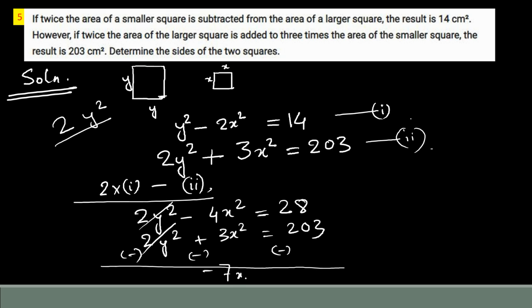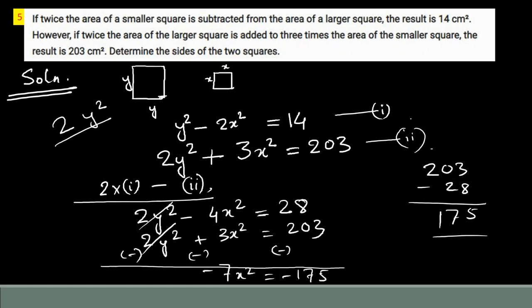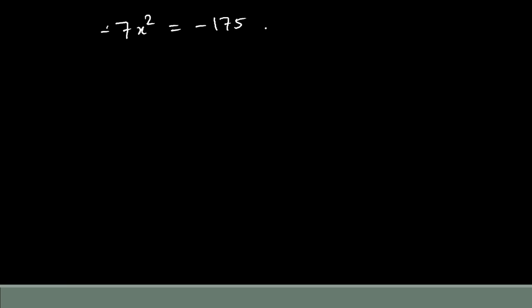This will give us minus 7x square, and this is 203 minus 28, which is 175. So what you are getting is minus 7x square equal to minus 175. So minus minus will get cancelled. We will get x square equals 175 by 7, which is 25, and from here x will be 5. Okay, so you see x equals 5.